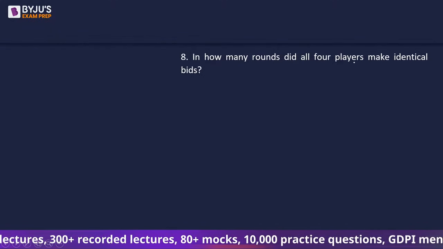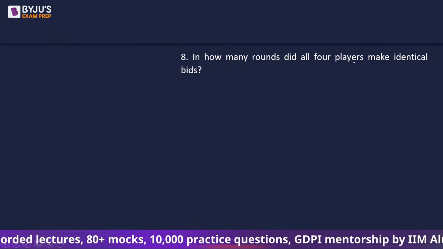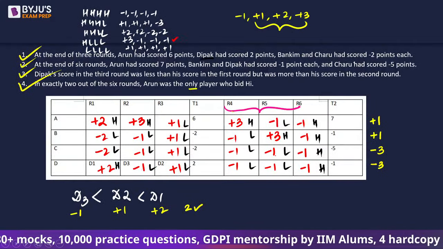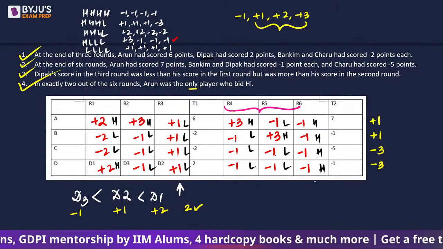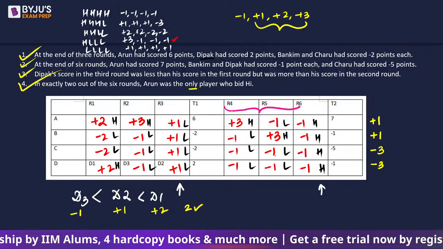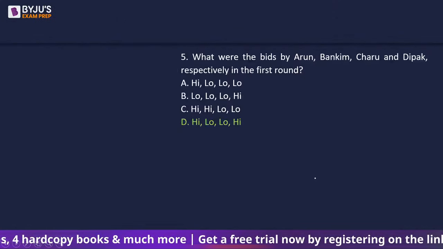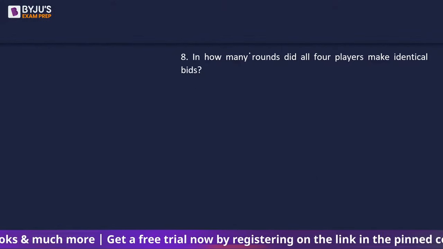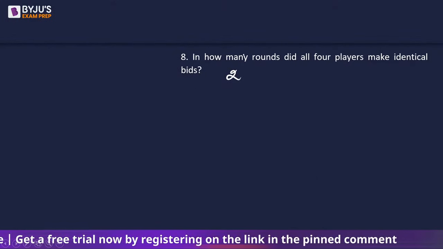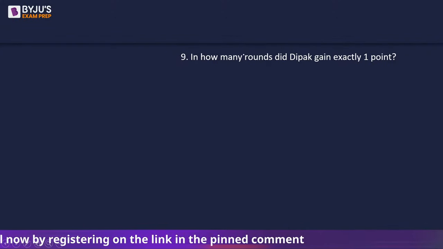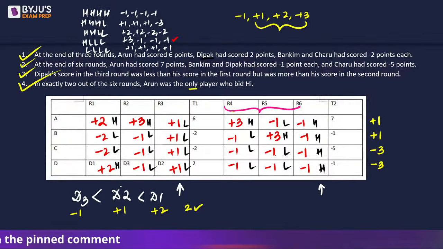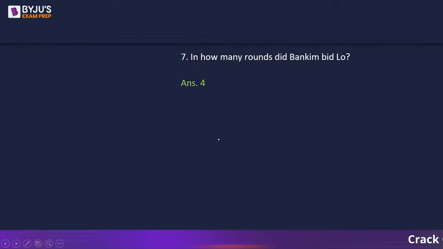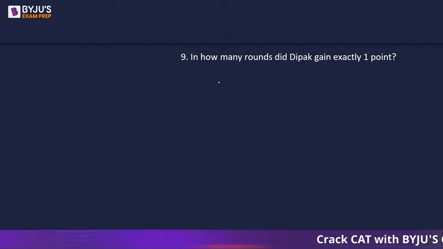Okay. Next, in how many rounds did all 4 players make identical bids? So I think that we had 2 such rounds, isn't it? Round number 3, all were low, and which round? 4, 5 or 6, no idea, but in one all four were high. Identical bids, all 4 of them. So there were 2 such rounds where all 4 players made identical bids. Okay, in how many rounds did Deepak gain exactly 1 point? So let's check Deepak. Deepak gained exactly 1 point in only 1 round, which was round number 3. In all the rest it is -1 or 2. So this is exactly 1 round.